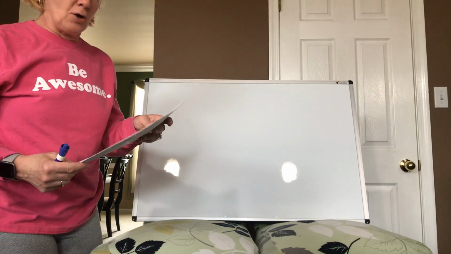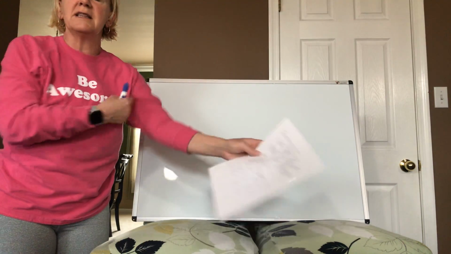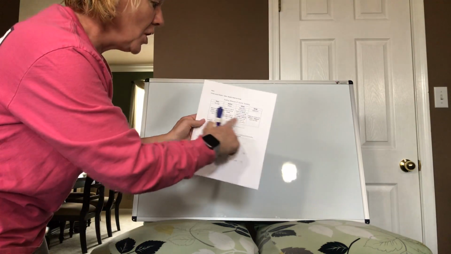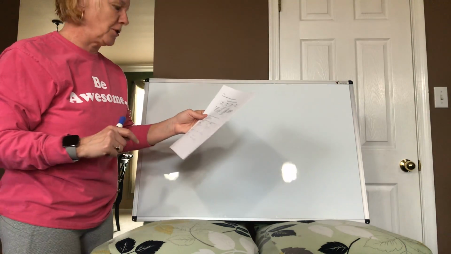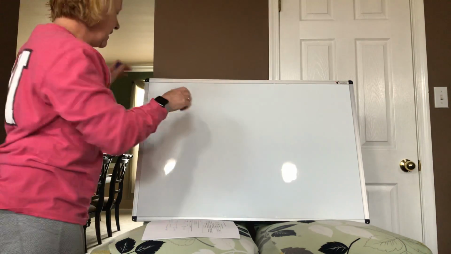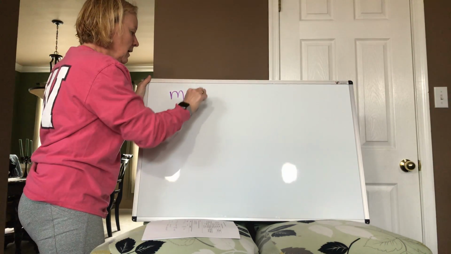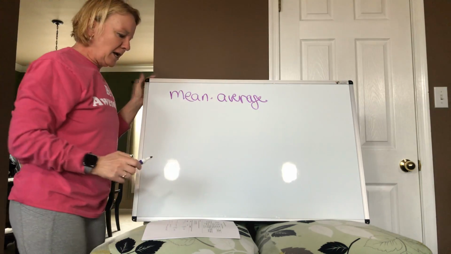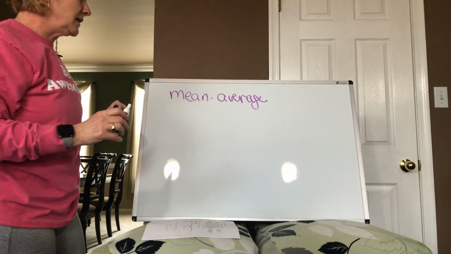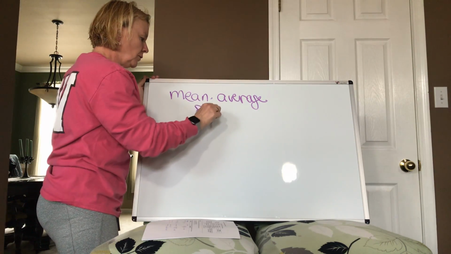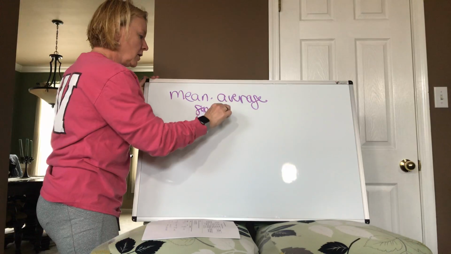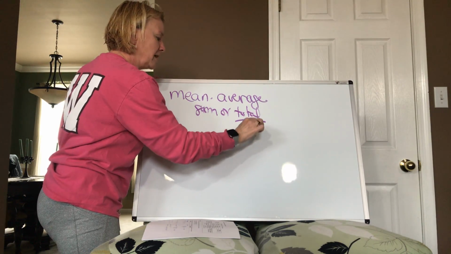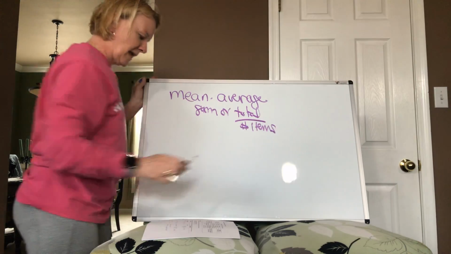Anyway, let's start with mean, median, mode, and range. This is a review from 6th grade, and I'm holding these notes up right here. You probably can see this on your computer. Mean is also the average. To do that, you add up all the numbers, you find the sum or the total, and then divide it by the number of items. And we're going to do some examples.